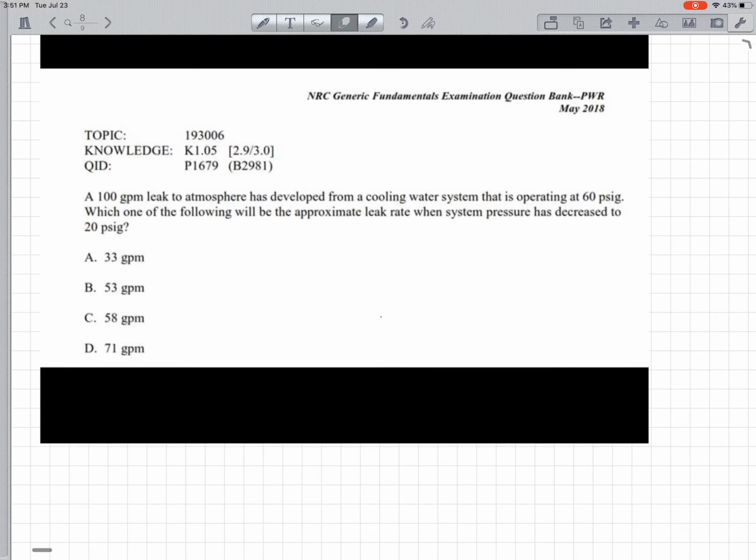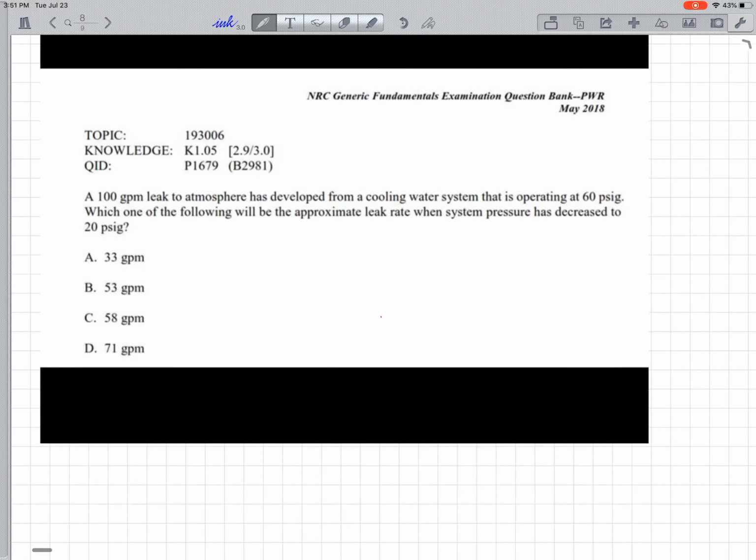Alright, welcome back. The next problem will be P1679. It's a fluid dynamics problem, and it's a leak rate problem. So we'll go over it, right? So let's get started. What's the first thing we do when we come upon a problem?